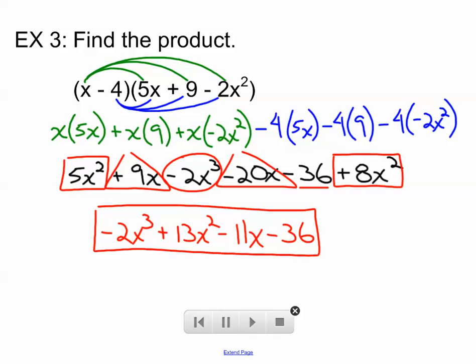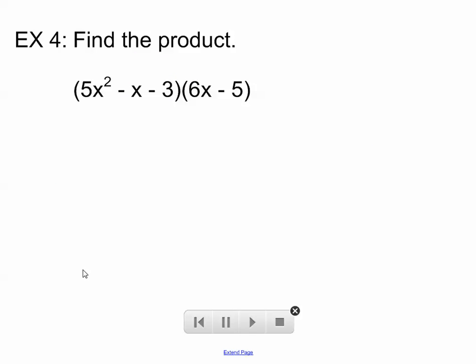Let's do it again. This time we have a trinomial times a binomial. Now we could distribute the 5x squared, distribute the negative x, and distribute the 3, but since multiplication can be done in any order, I'm going to do it the other way. I'm going to distribute the 6x and distribute the negative 5. 6x times 5x squared is 30x cubed. 6x times negative x is negative 6x squared, and 6x times negative 3 is negative 18x.